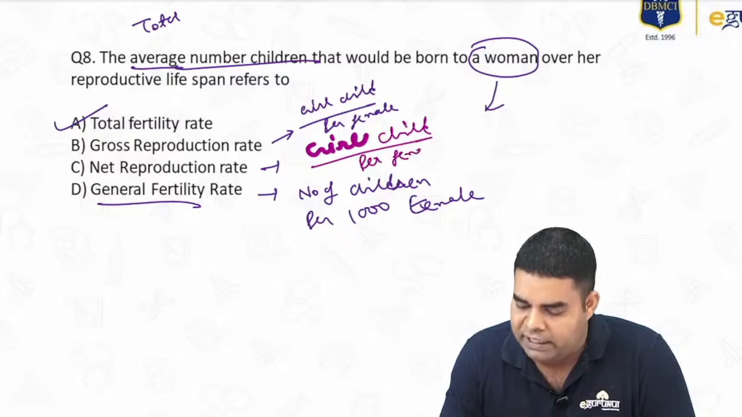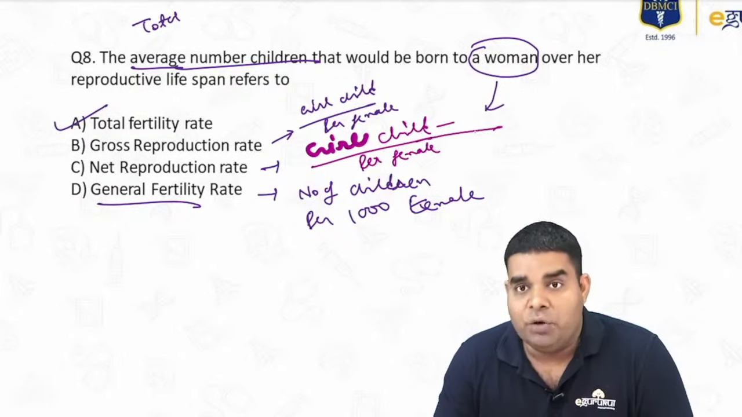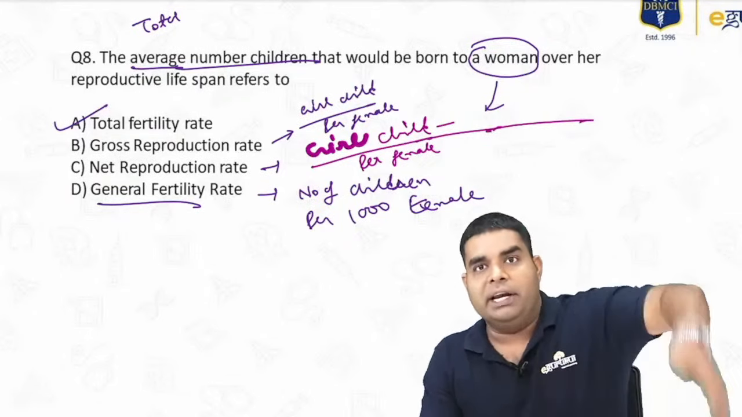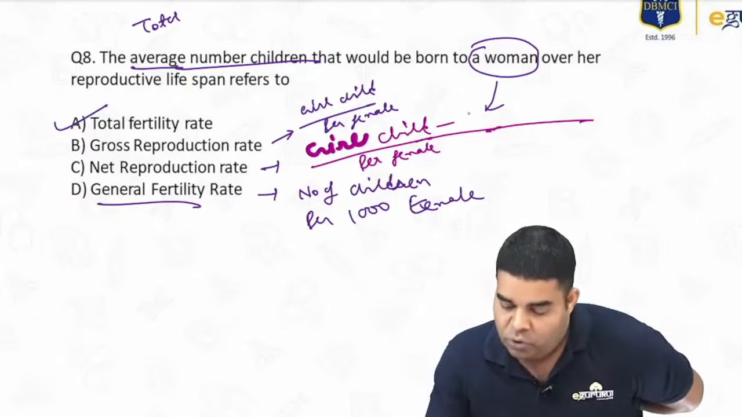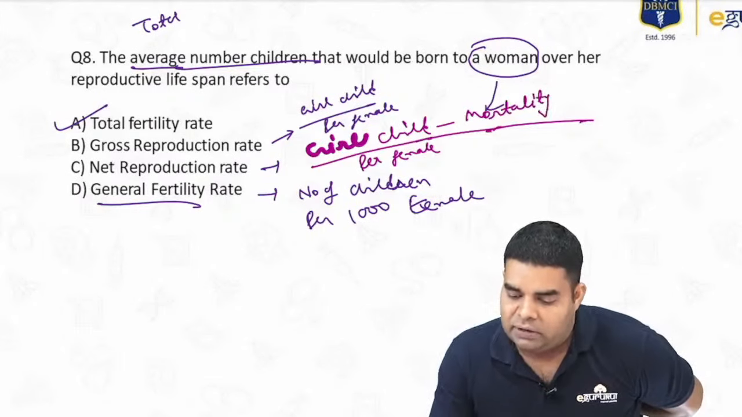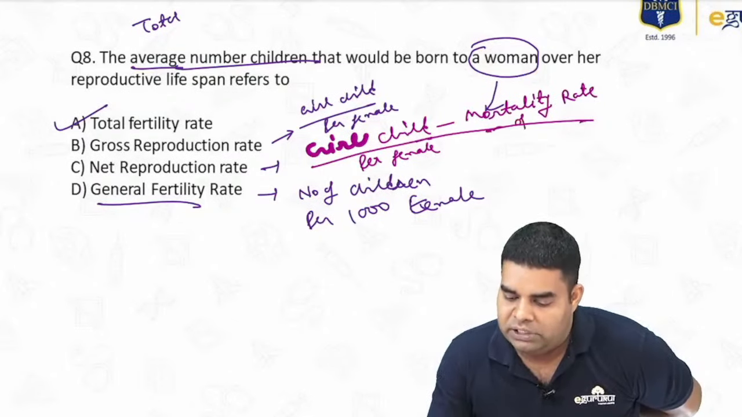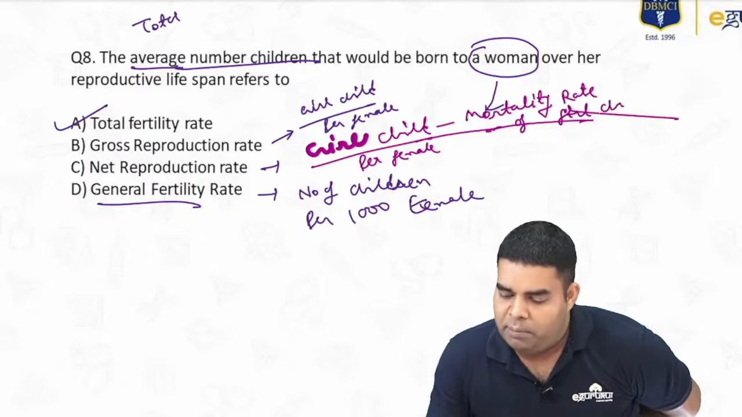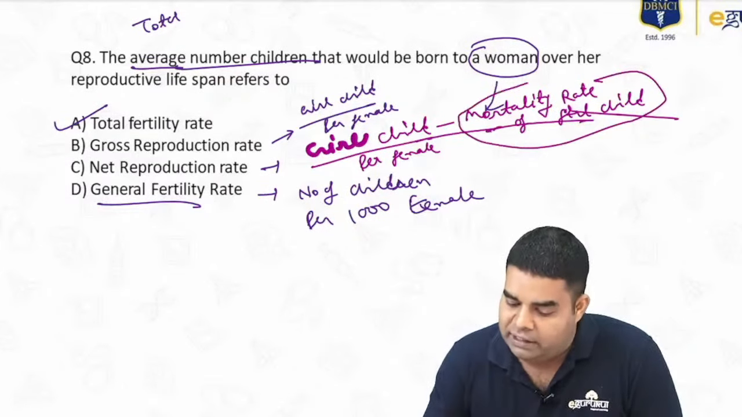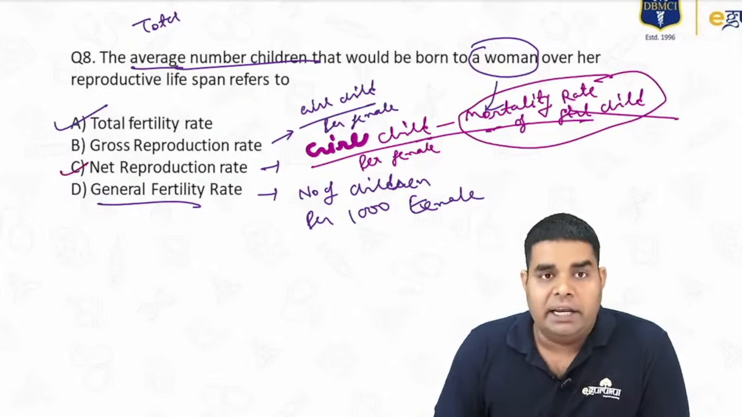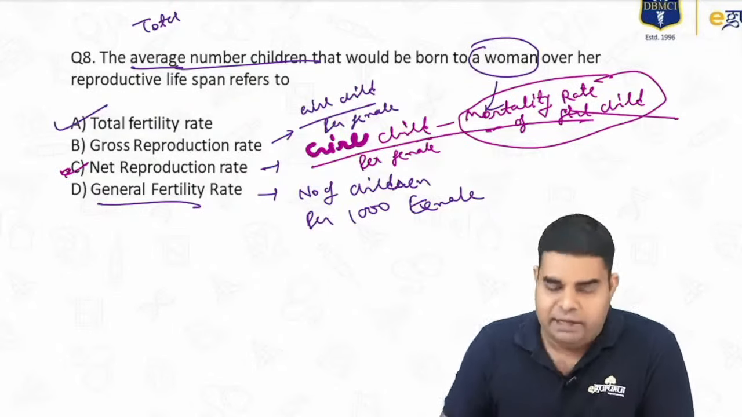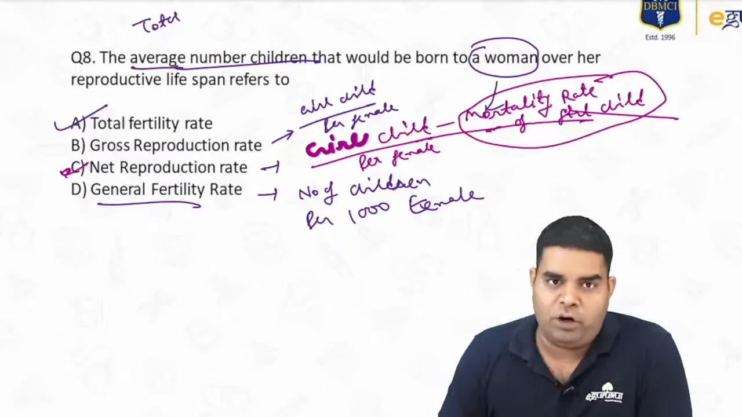But the only difference is that in net reproduction rate, we subtract all those girl children who died before becoming adults, before reaching 15 years. So we also subtract the mortality rate of girl children. So remember, if in the objective question they have used the words mortality rate of girl child, the answer will be net reproduction rate. If they have used only girl child per female, that is gross reproduction rate. So you should be clear on these 4 definitions, very commonly asked.